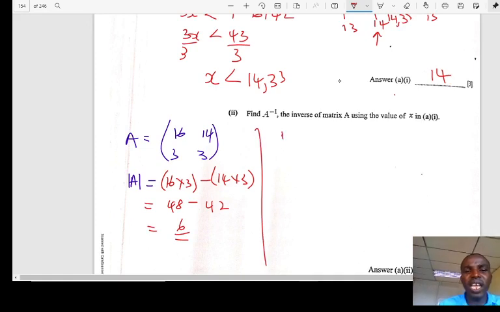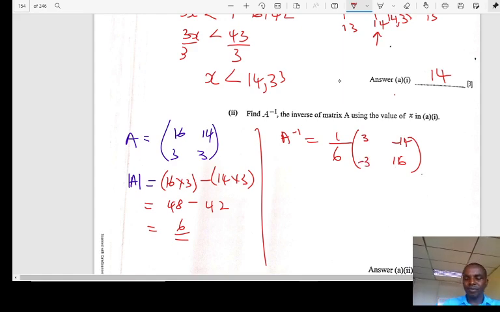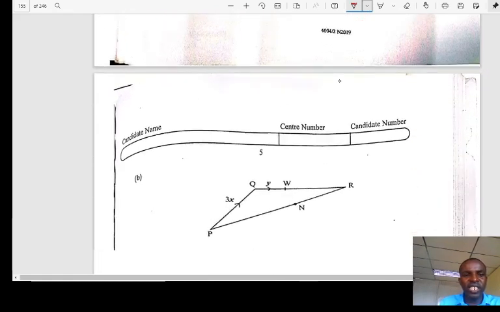Then A inverse is equal to 1 over the determinant, which is 6. Then you interchange the elements of the leading diagonal. 16 and 3, you exchange them, so 3 will be here and 16 will be here. Then change the signs of the other diagonal, or multiply the elements of the other diagonal by -1. We have 14 here, so it will be -14. We have 3 here, it will be -3 down here. Then done. Next question, that's the inverse.